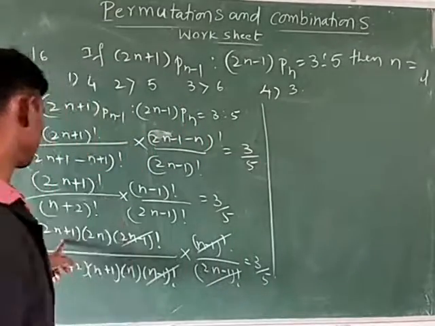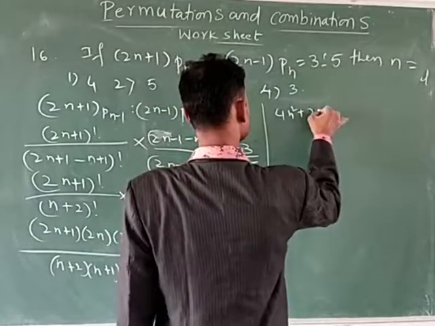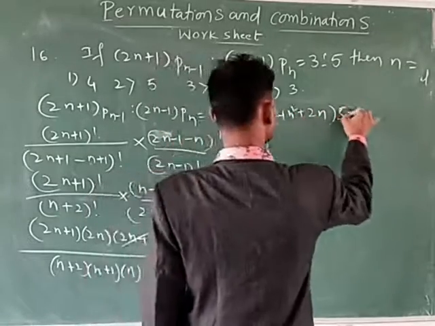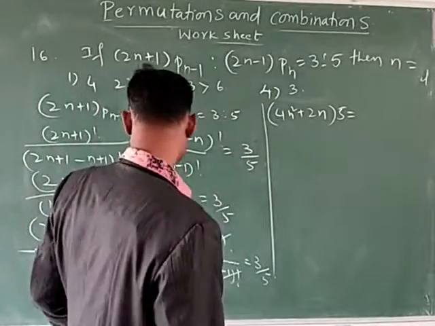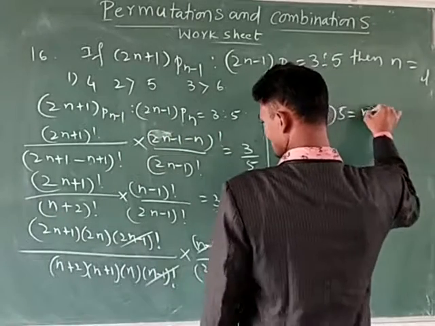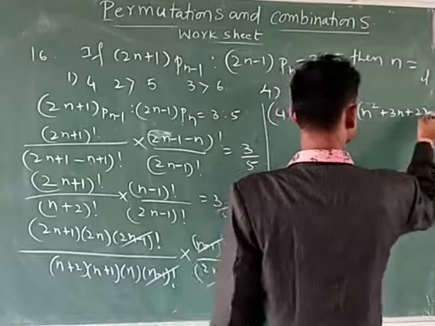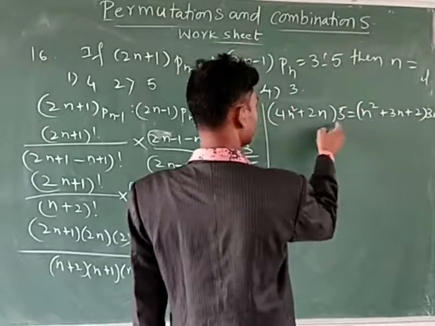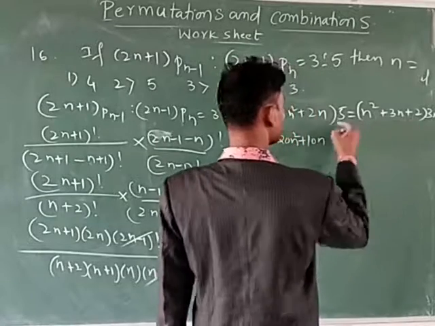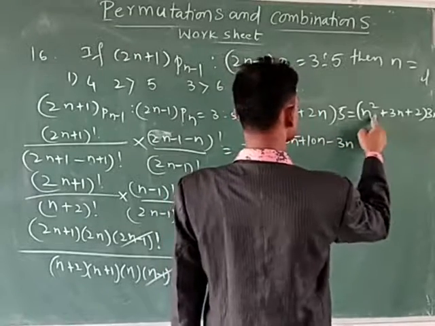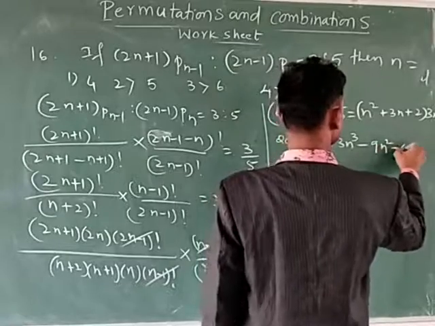See, 2n into (2n+1) gives 4n square plus 2n, and this is multiplied by 5. This is equal to n into (n square plus 3n plus 2), which is n cube plus 3n square plus 2n, times 3. Now multiply by 5: 20n square plus 10n. Next, send these terms to this side: minus 3n cube, minus 9n square, minus 6n is equal to 0.